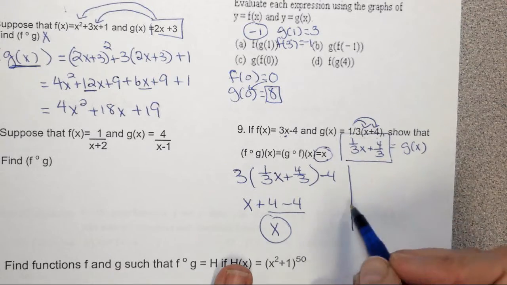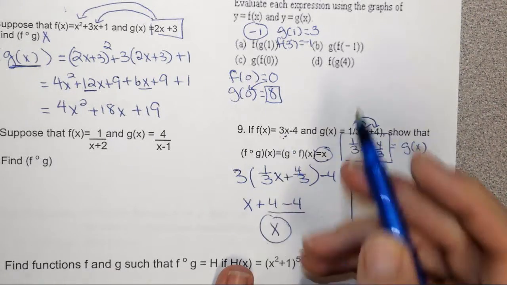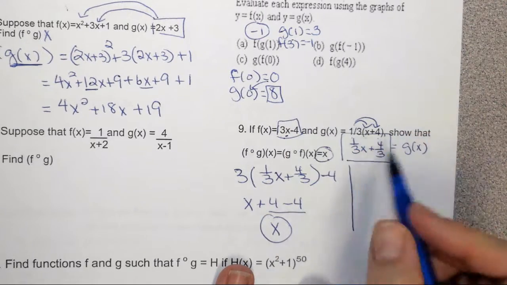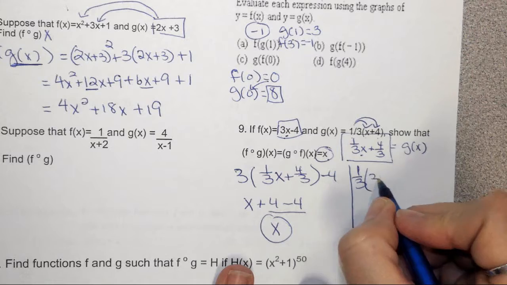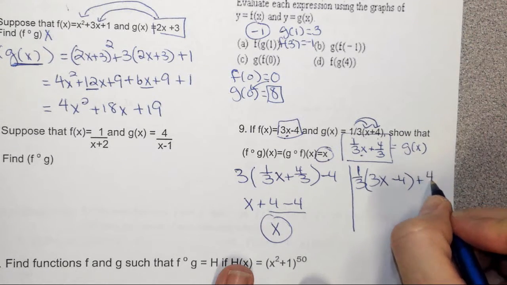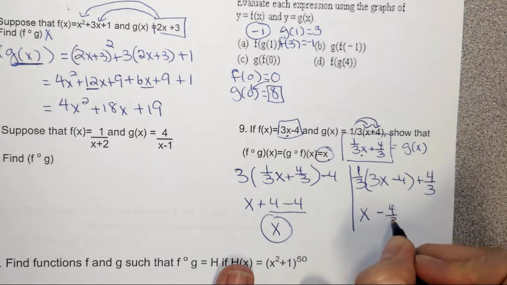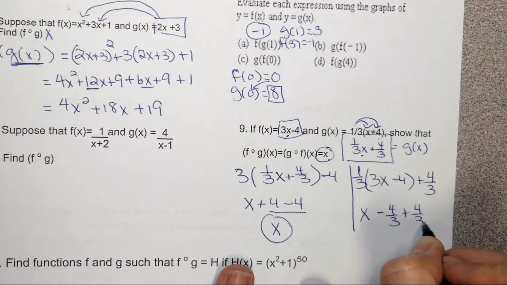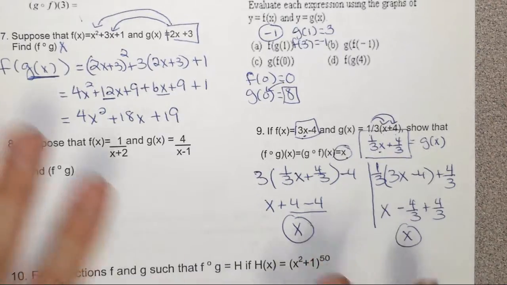Now I'm going to plug in the opposite way. I'm going to take the original function, 3x minus 4, and plug it in for this x. So I'm going to have 1/3 (3x minus 4), and I'm going to bring down my plus 4/3. I'm going to distribute, and I get 1x minus 4/3 plus 4/3. Both 4/3 cancel, and I have x. They both equal x.